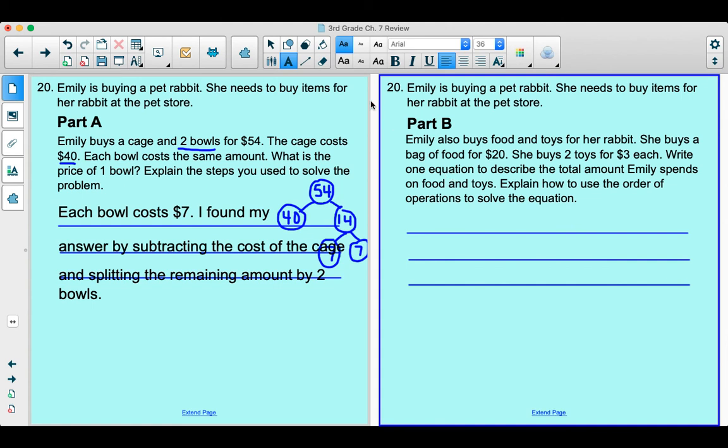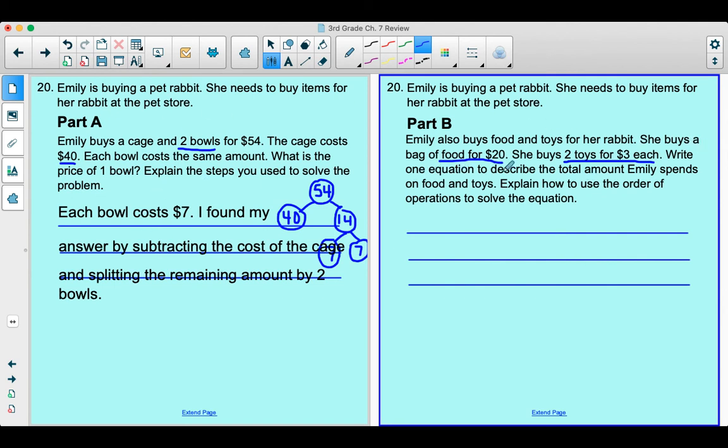All right, so what could we do here? I want to pause just to kind of give you some time to think about this. So what are you thinking? All right, so I know that she's going to buy 2 toys for $3 each. That sounds like multiplication to me. Does it sound like multiplication to you too? I also know she's buying a bag of food for $20. Oh, you know what? I guess we don't need part A, but that's okay. We can keep it here.